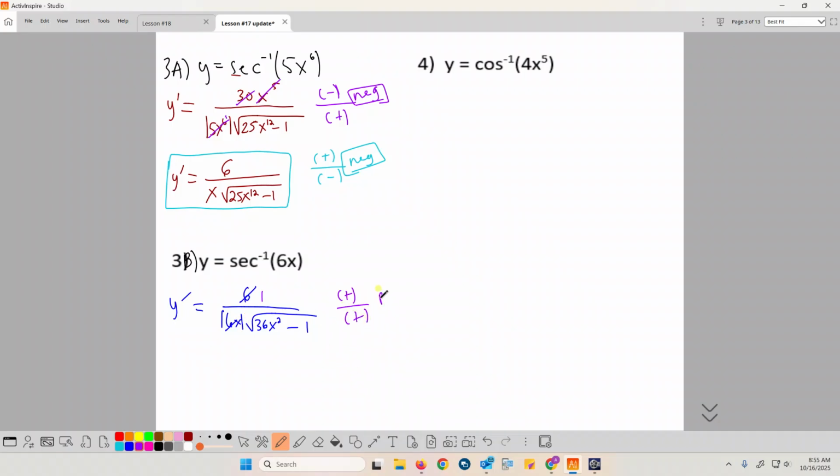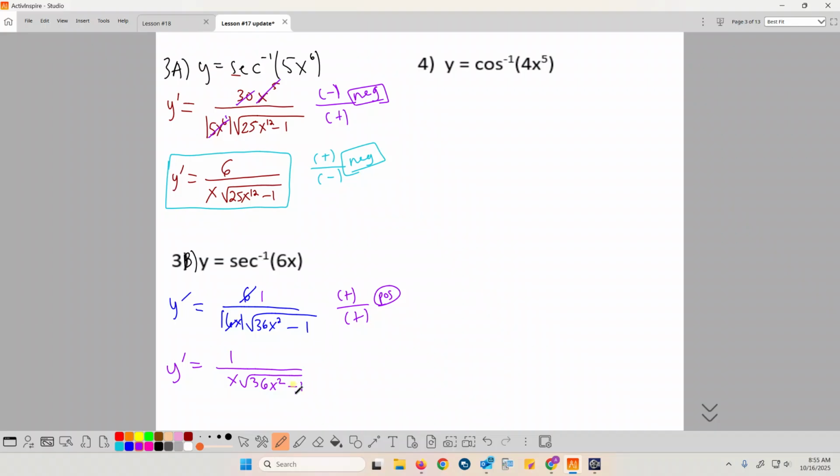Right? So I need a positive answer, okay? So when I go to simplify this, we said there's 1 on the top, no more 6's on the bottom. We just got an x here, and we're going to decide whether to put an absolute value or not. All right, let's see.